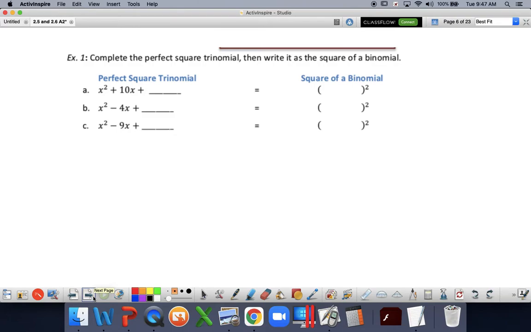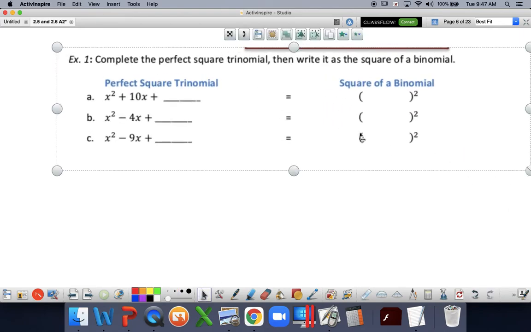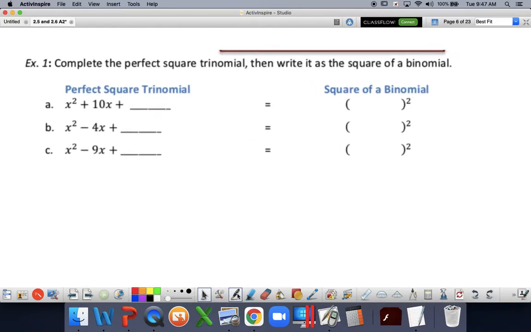So for instance, on these questions here, I do not have my c values, but I do have my b values. So can we kind of go the other way? Can we figure out our c value and then from our c value write it as a square of a binomial? So what I'm going to do here is take half of my b value and square it. So that means I'm going to take half of 10 and square it. Well, half of 10 is 5, and 5 squared is 25.